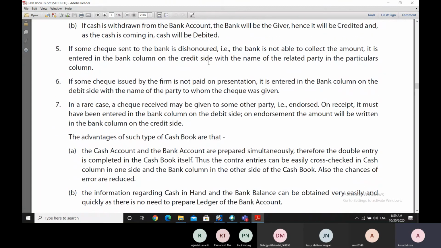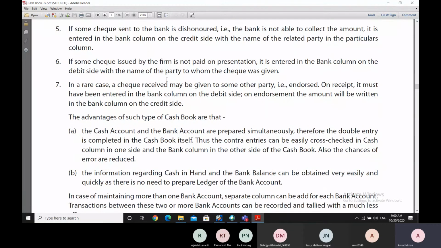And if that check gets dishonored, then we enter it in the bank column on the credit side or on the right side with the name of the related party. Because that is a check which was deposited into the bank but got dishonored. But while depositing into the bank, we had entered that check amount in the bank column on the receipt side. And now therefore we have to make a dishonored entry on the credit side into the bank column.